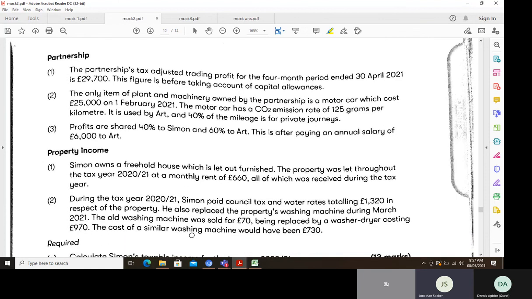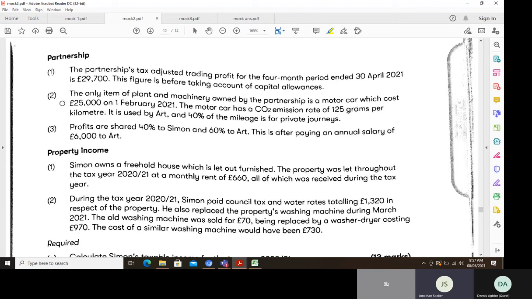So that one will determine the profits from the self-employment, and then since they are in partnership, we will now share the profit for them. Then we get Simon's share for our calculation. Over the 4-month trading, they traded for 4 months, and the profit was 29,700. And this figure is before capital allowance. So it means that we have to less capital allowance from this profit.